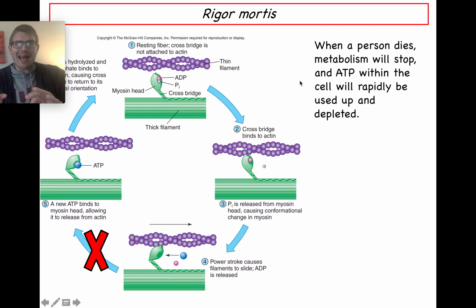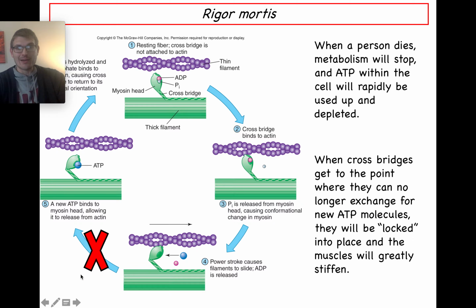When a person dies, their metabolism stops altogether. So their cells, their mitochondria, are no longer synthesizing ATP. ATP is going to be used up and depleted very rapidly. So we get to the point as we go through these cross-bridge cycles in which we run out of ATP, meaning we get to this point here where we cannot progress past that red X right there.